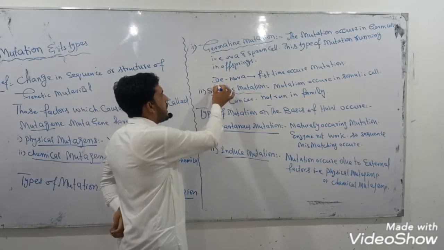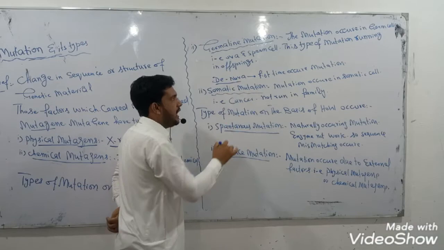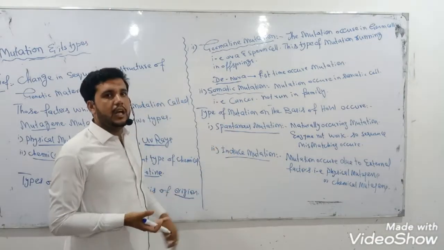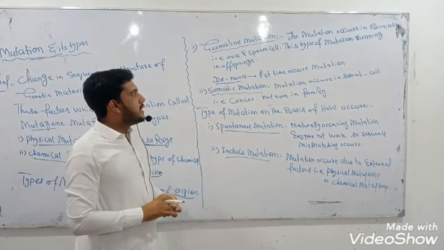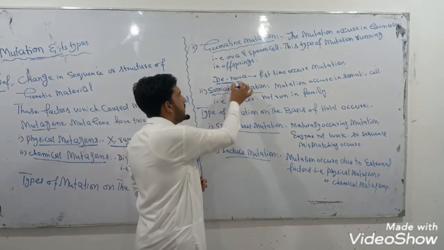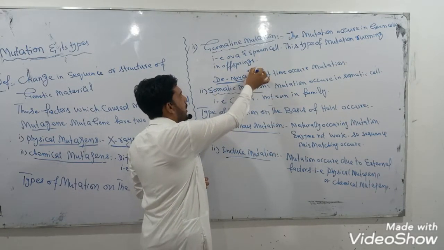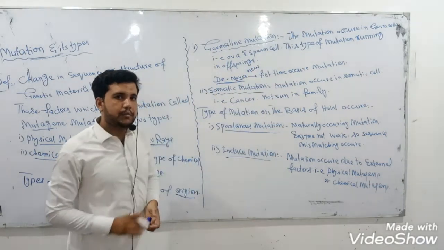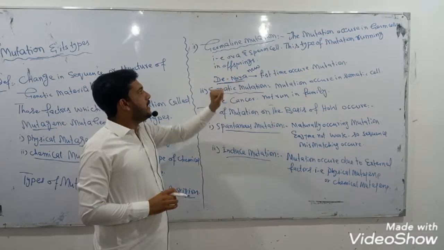The mutation which occurs for the first time in a cell or on DNA, a new mutation, is called de novo. Novo means new. First time occurring mutation is known as de novo.